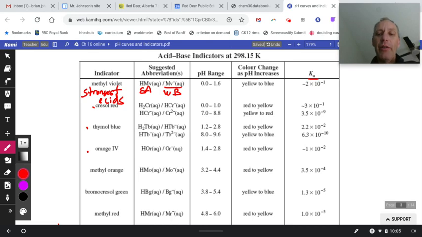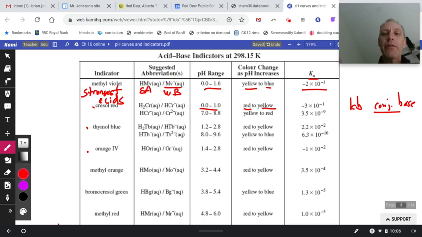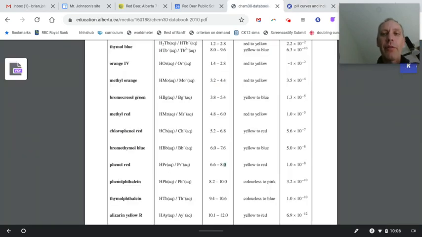And they always come in pairs. And they have Ka values, but we could also calculate the Kb value of the conjugate base. We don't have to, but you could. And they give you the pH range and they give you the color ranges. You had a little bit of this chart in Chem 20, you just didn't have the Ka values. You would not have understood them at the time.